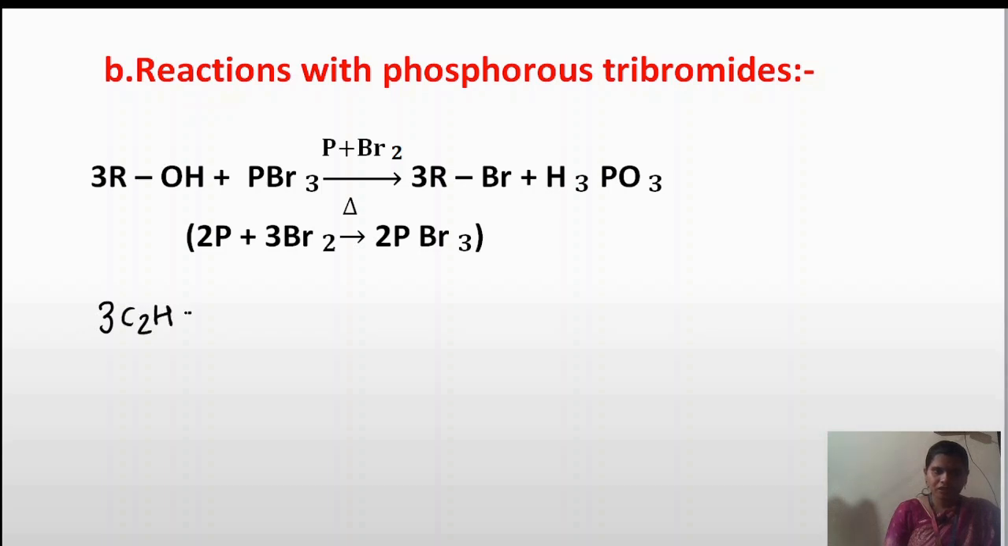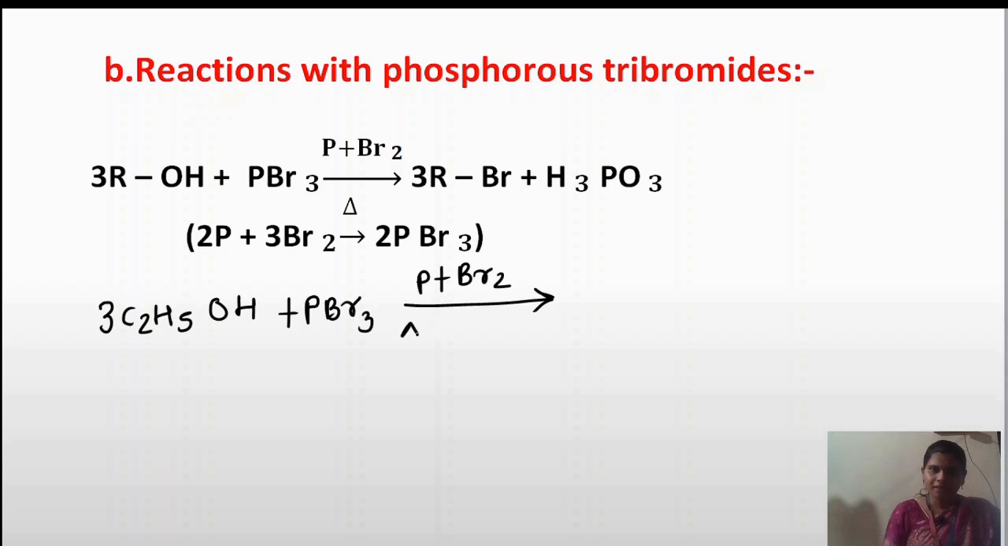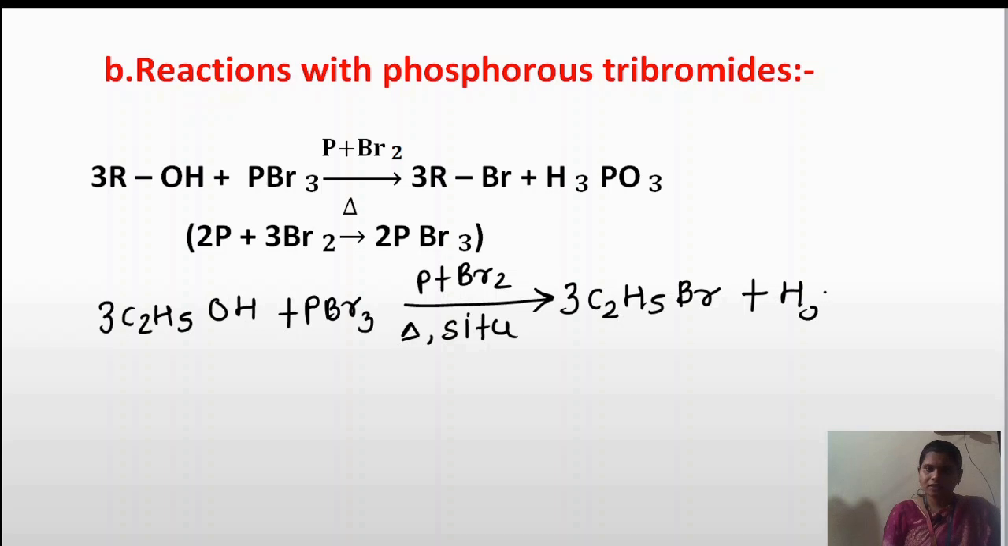3 C2H5OH reacts with PBr3. This is the in situ reaction, P plus Br2, and the reaction is in situ because this PBr3 is formed as an intermediate in this reaction. So the product of this reaction is C2H5Br and the byproduct is H3PO3.